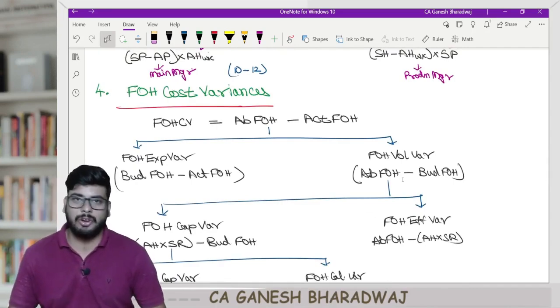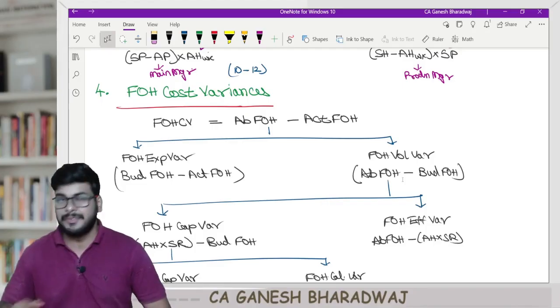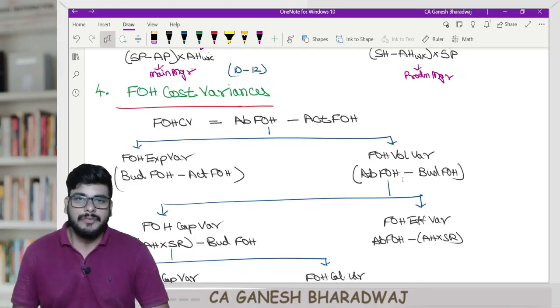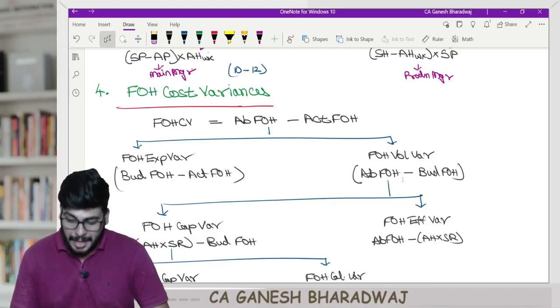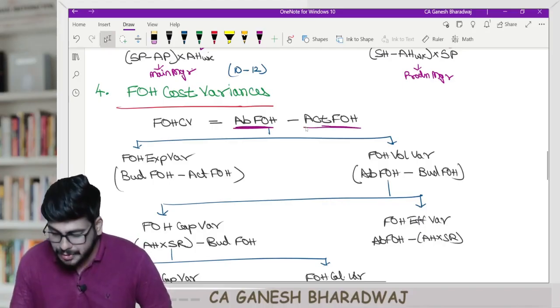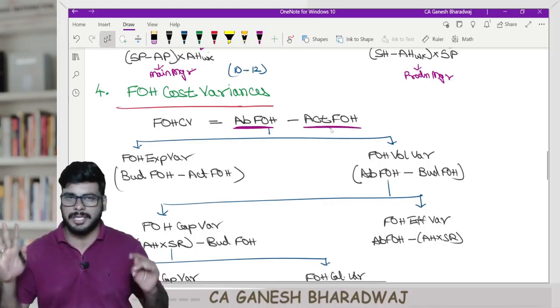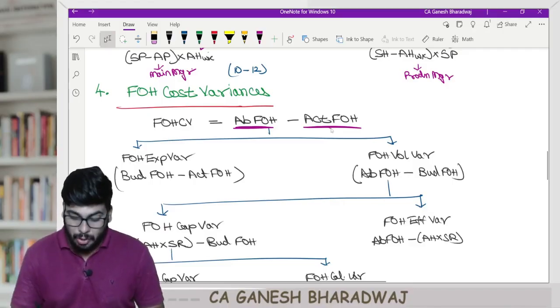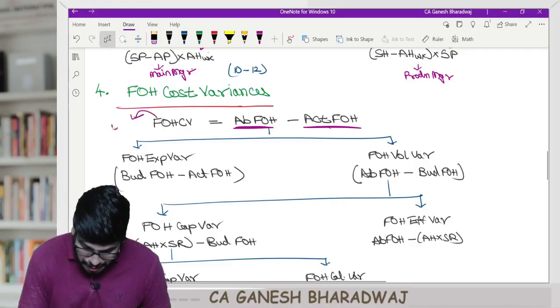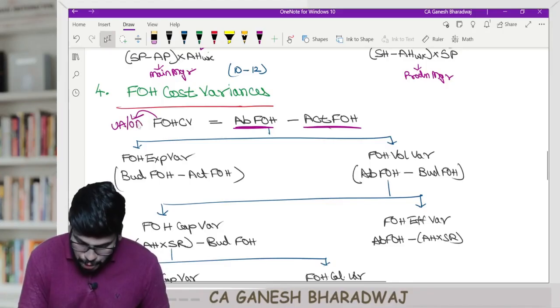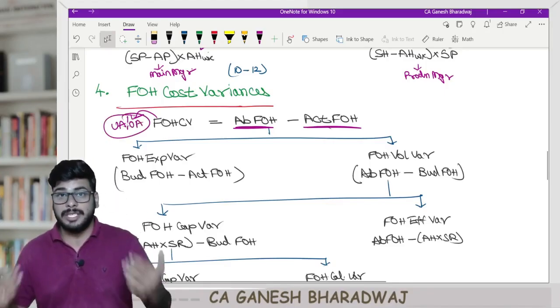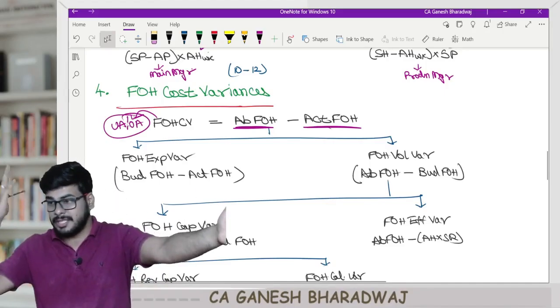Fixed overhead cost variances are a completely different animal altogether. Here, we compare what with what? We compare absorbed fixed overheads with actual fixed overheads. Clear with this, guys? So basically, fixed overhead cost variance represents what? Under absorption or over absorption. Clear with this, guys? Many students think that it is standard fixed cost versus actual fixed cost.